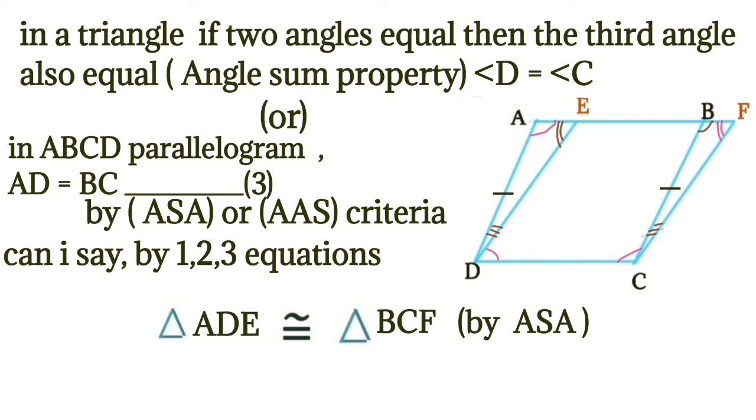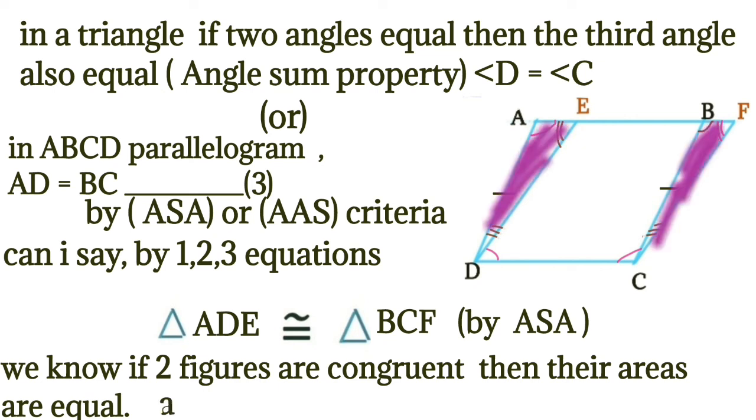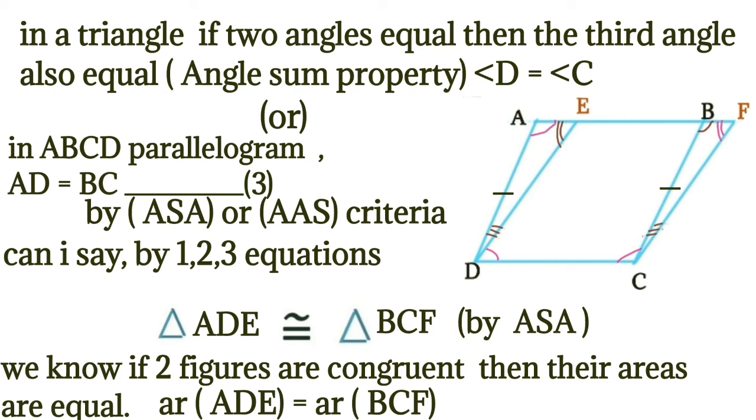And also in the previous video I explained two congruent figures have equal areas. So for our two congruent triangles, can I write like this? Area ADE is equal to area BCF because those two triangles are congruent. At that time their areas are also equal. Congruent figures have equal areas. Two areas we found equal in two triangles.